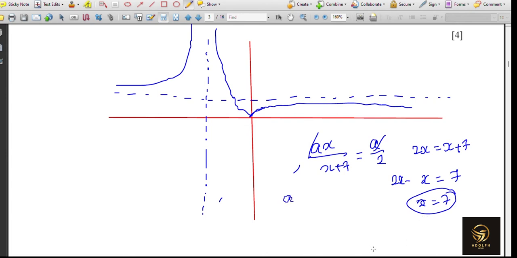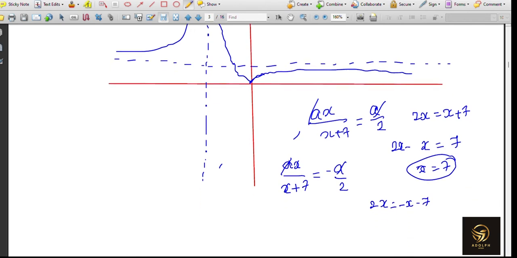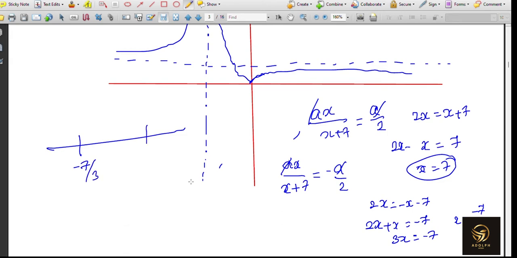The next thing is we can equate these values with negative, minus a by 2. So here a and a will get cancelled, so that we'll be getting 2x equals negative x minus 7. Then if you move this negative x to this side, it will become 2x plus x equals negative 7. Then 3x equals negative 7, so that we will be getting x is negative 7 by 3. So how can we write the answers? Two important points we are having here. They are minus 7 by 3 and 7.